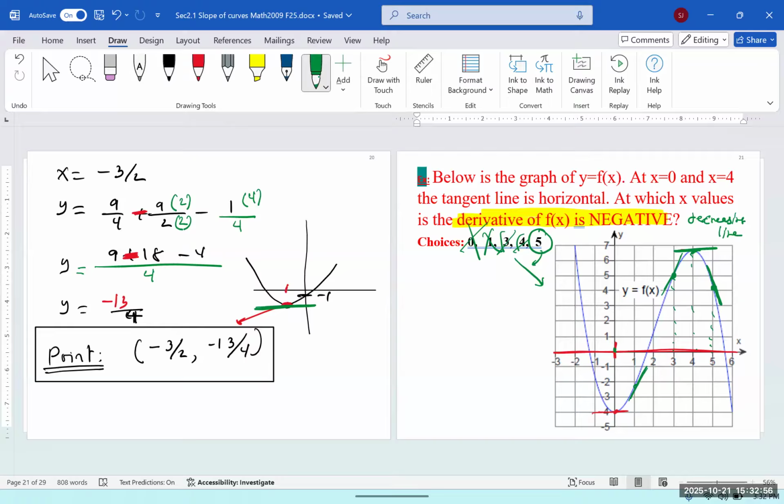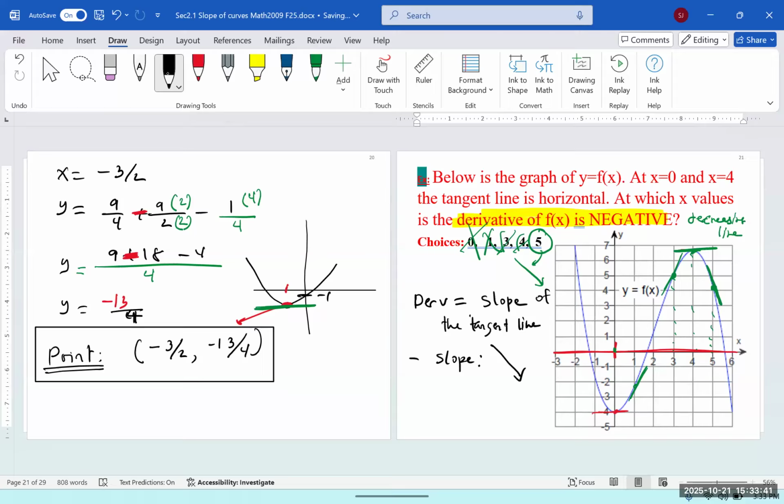So we go back to the question. It says where the derivative is negative. So derivative means what? Slope. Derivative is the slope of a line, the slope of the specific line, the tangent line. Slope of the tangent line. Okay. Now, what type of line has a negative slope? Which type of line has negative slope? Decreasing.